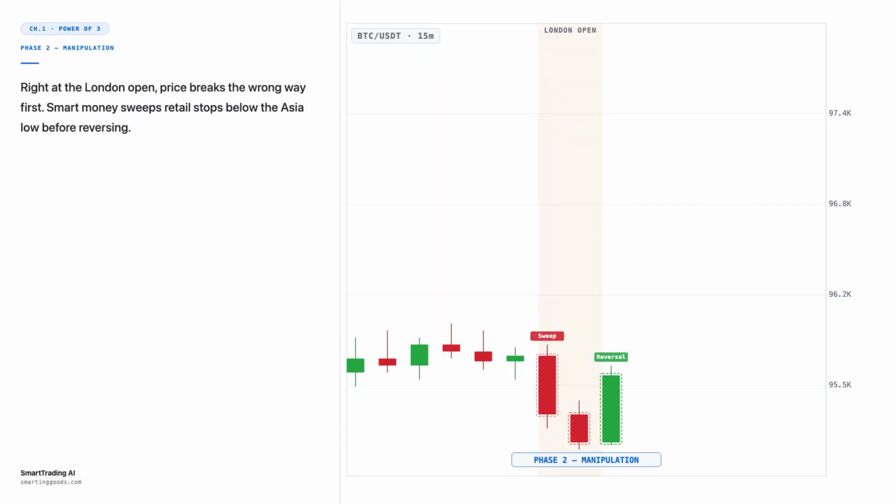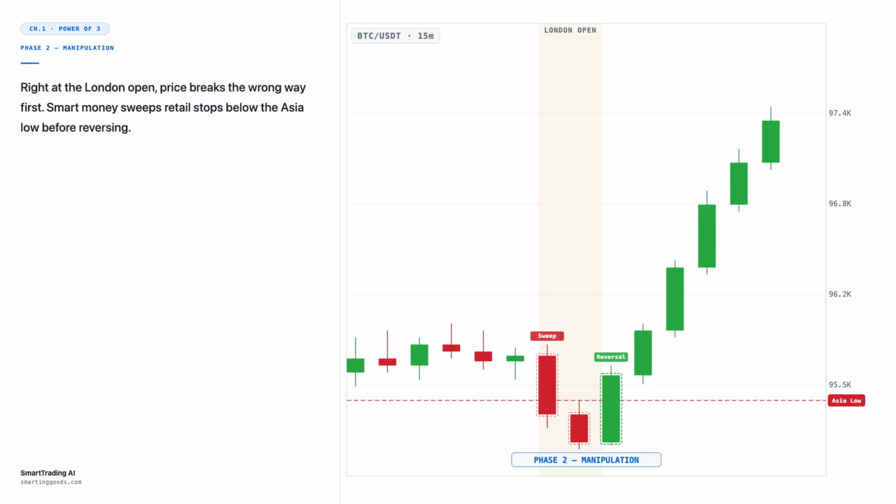Phase 2, manipulation. Right at the London Open, price breaks out of that Asia range. But here's the trap. It breaks the wrong way first. If smart money is long for the day, price dips below the Asia low to sweep the stops of early buyers. That stop hunt is the manipulation.